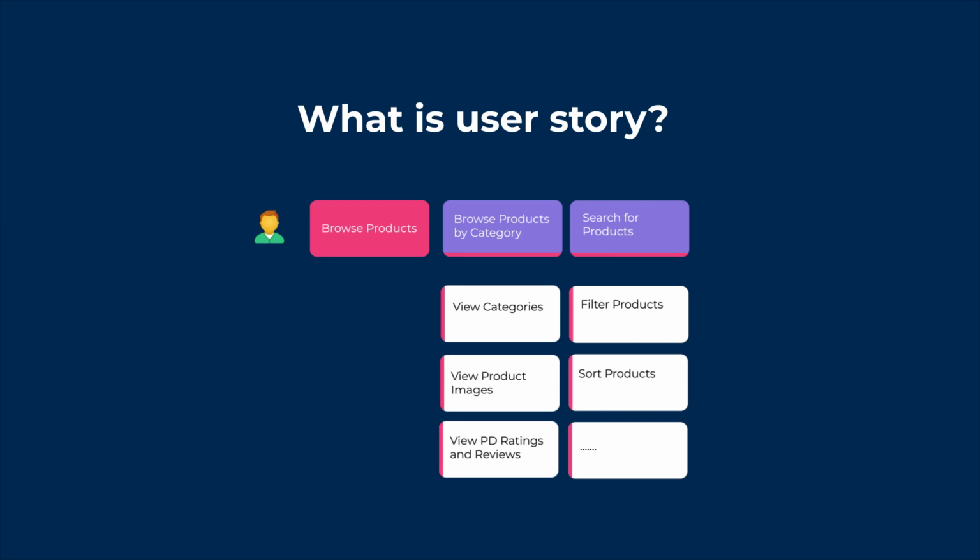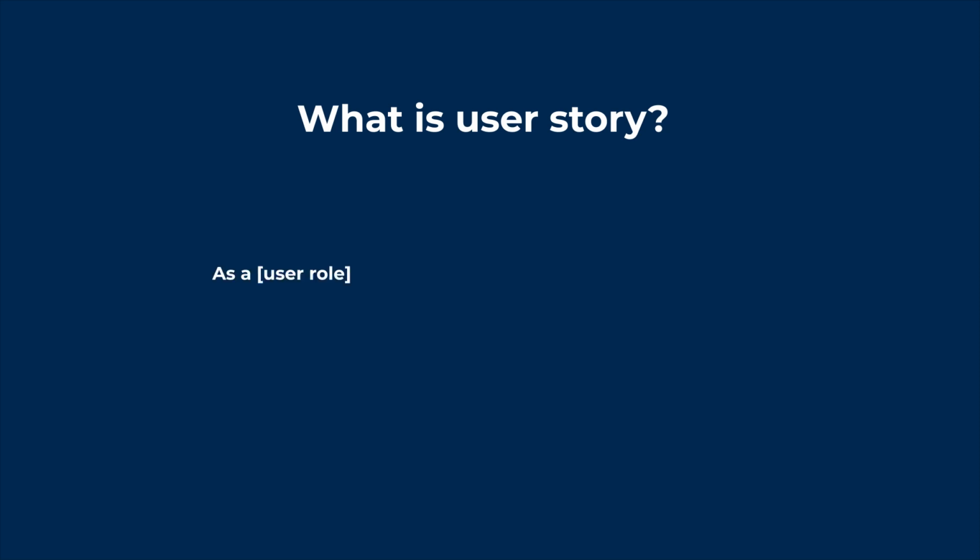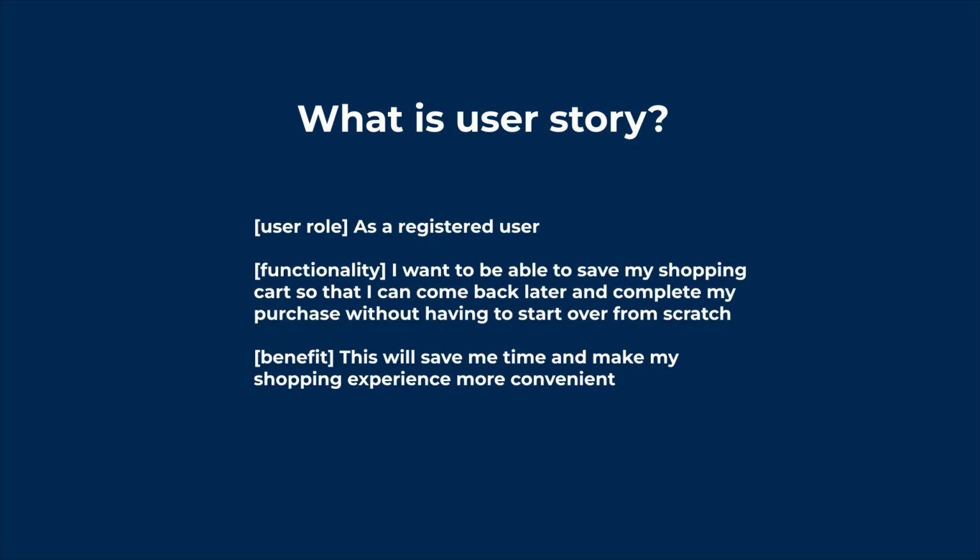A user story typically follows the format: As a user role, I want functionality, so that benefit. For example, a user story might look like this: As a registered user, I want to be able to save my shopping cart so that I can come back later and complete my purchase without having to start over from scratch. This will save me time and make my shopping experience more convenient.